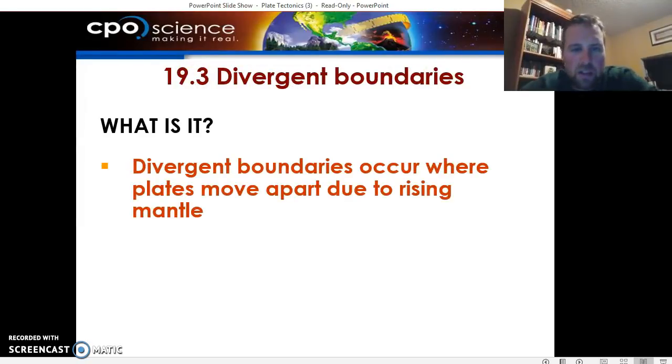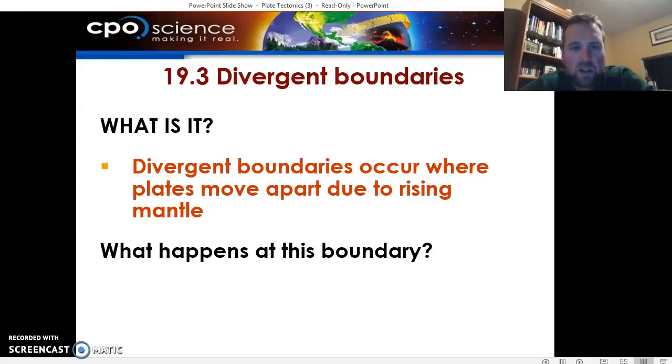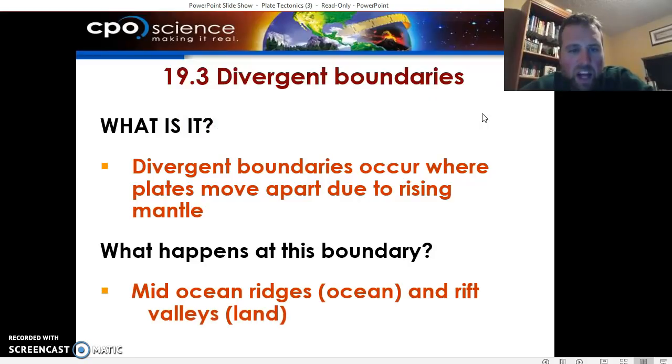A divergent boundary occurs where plates move apart due to rising mantle. So they move in opposite directions. And what happens is mid-ocean ridges form when it's in the ocean, and when it's on land, rift valleys form. So pause the video and make sure this gets written in your notes on the back side of your sheet.